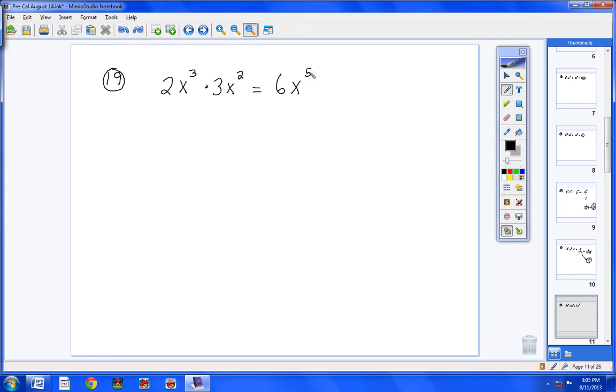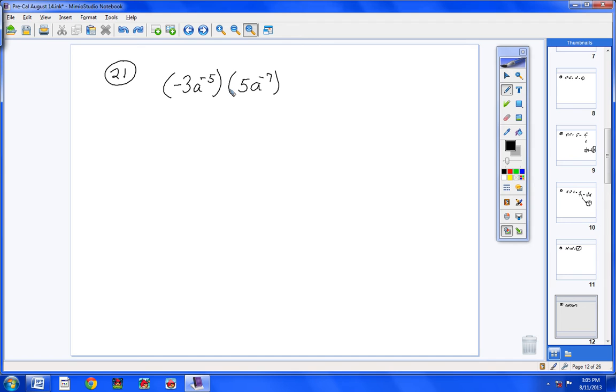Let me try to circle that again. 6x to the 5th. Does everybody see where the 6 came from? 2 times 3 is 6. And hopefully everybody sees where the 5 came from. 3 plus 2 is 5. Whenever you're multiplying like bases, you add the exponents, okay? So let's try another one.